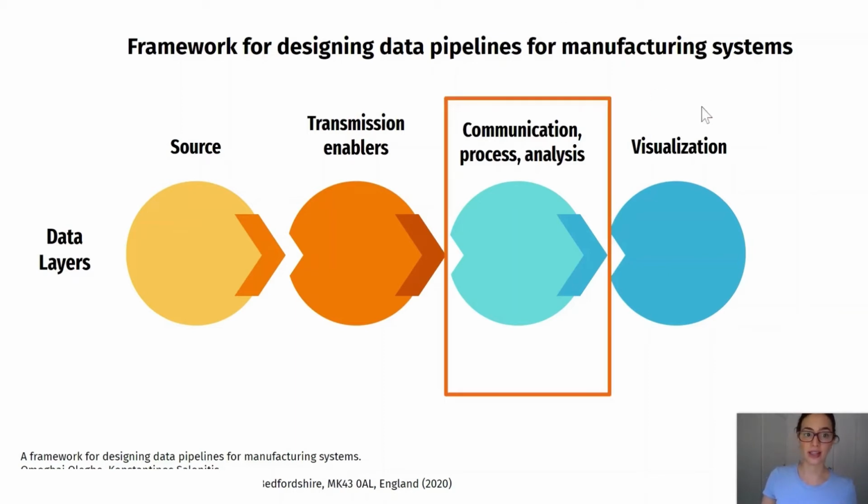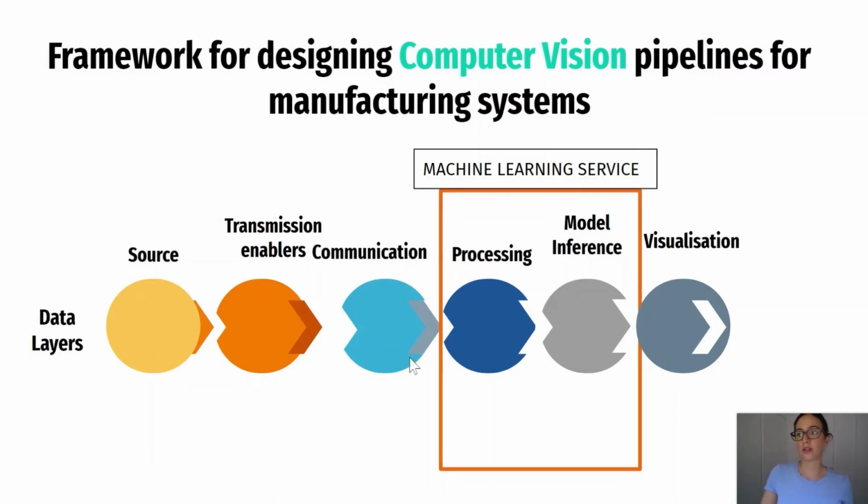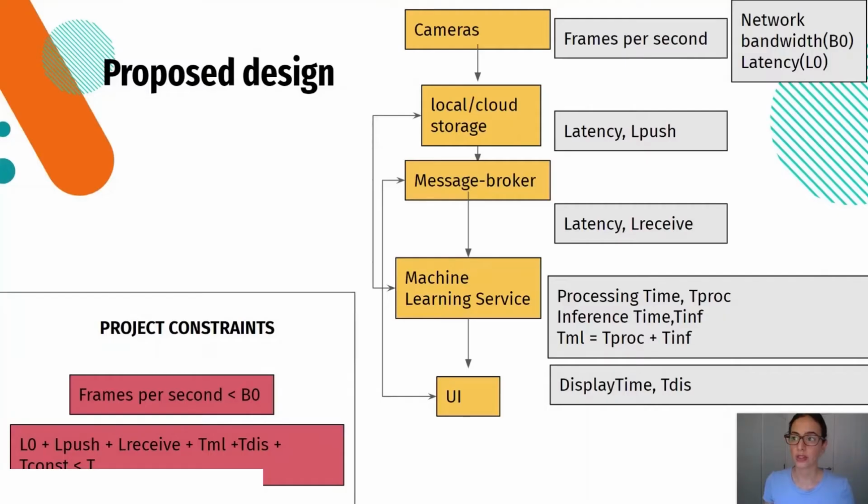But what I find is that, at least for our case, the 3rd layer has too many responsibilities, so I am proposing that it's better to decouple them and to also specifically add machine learning components to the process. So what I'm proposing is to have a separate machine learning service that contains a processing and a model inference component. As an example of this, we can see that the graph explains the proposed design and the project constraints.